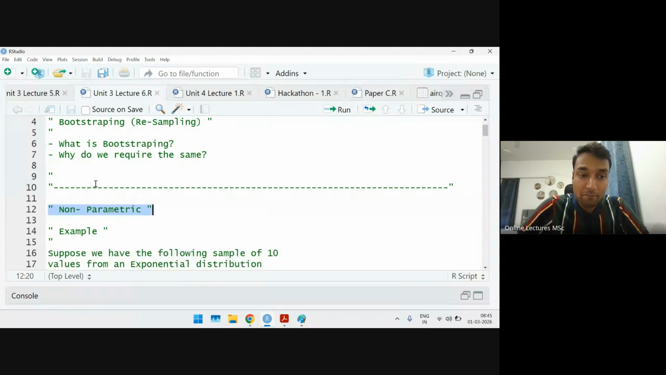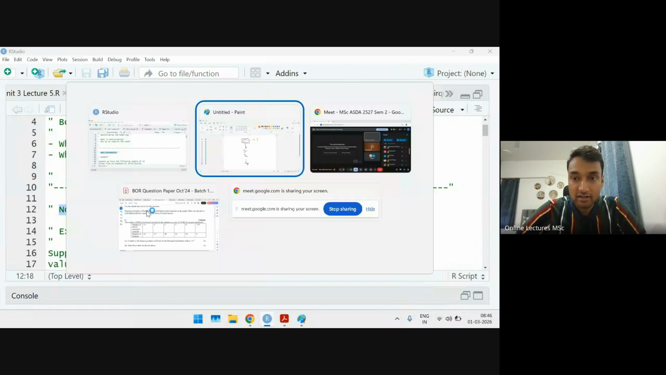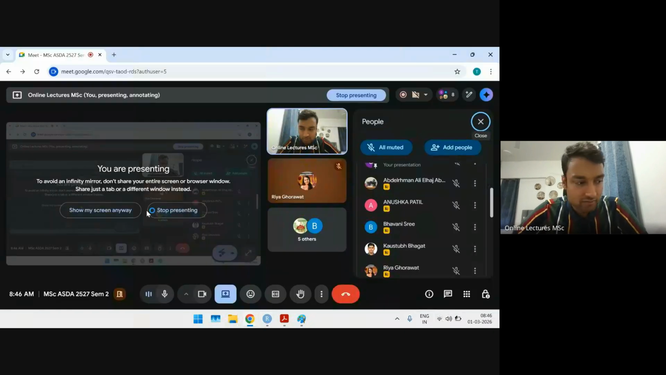One is the non-parametric bootstrap. Now, what do you mean by the term non-parametric? Anyone? What do you mean by non-parametric? Or what do you mean by parametric? Can also answer in that way. Yeah, any attempts, anyone? It's okay even if you guys are wrong. There's nothing wrong in that.